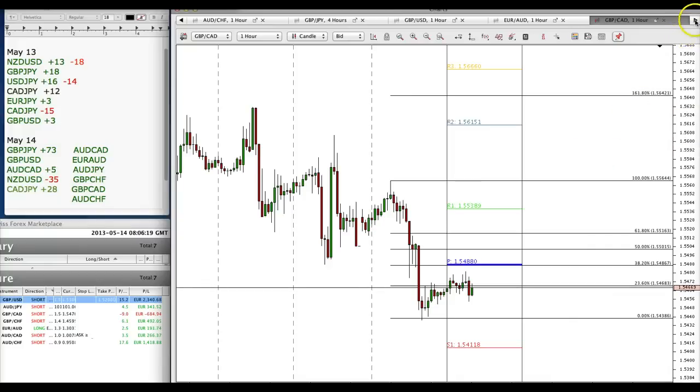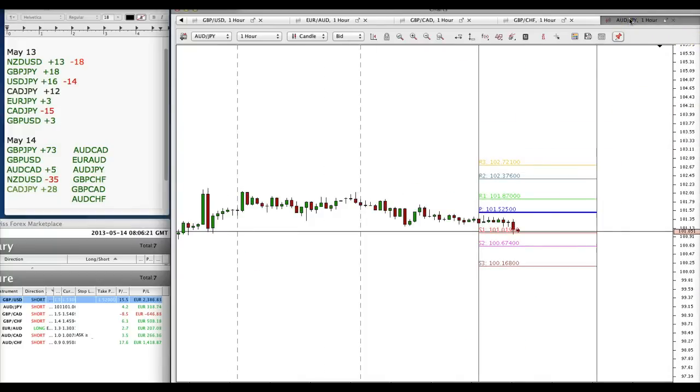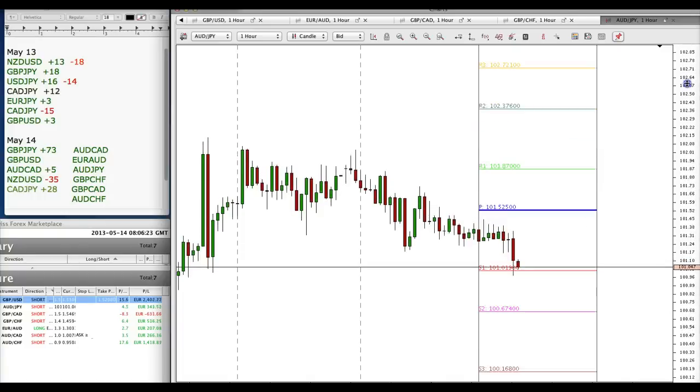We have a couple more trades. Here we go, Aussie Yen. Again, same thing. Price is below the main pivot point on the 4-hour and 1-hour chart. We had price coming into the Asian session. The market just rejected these levels and turned around and went south.